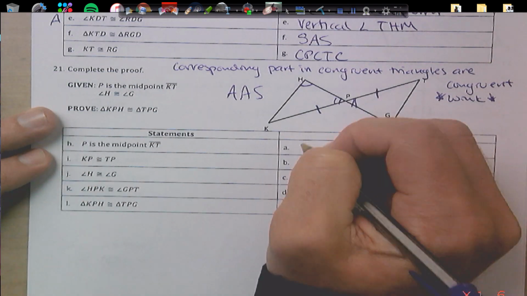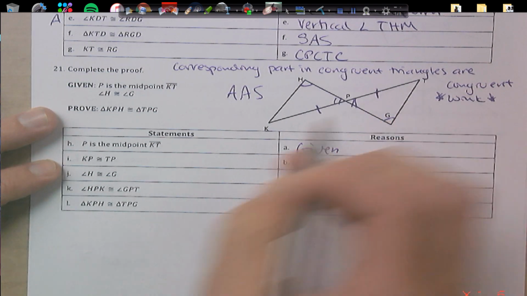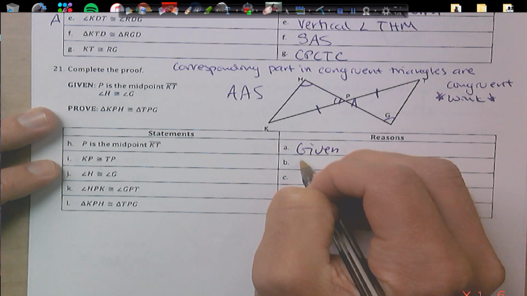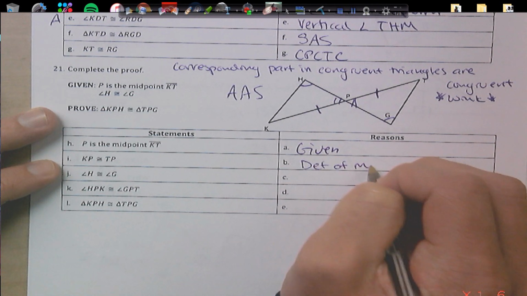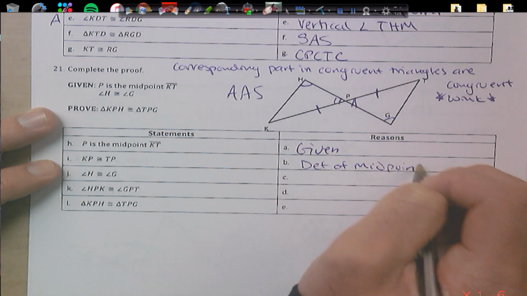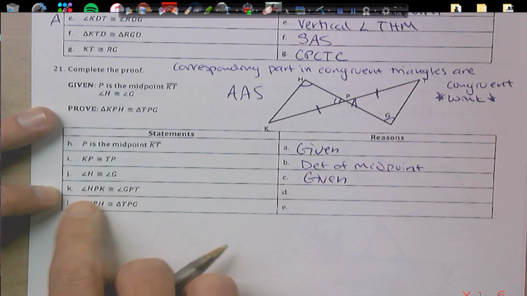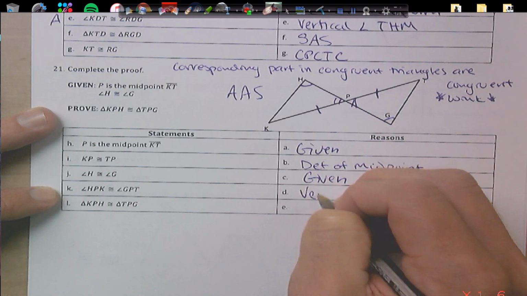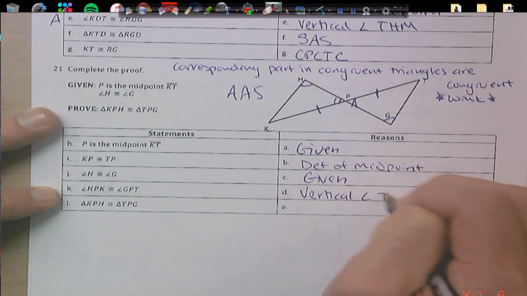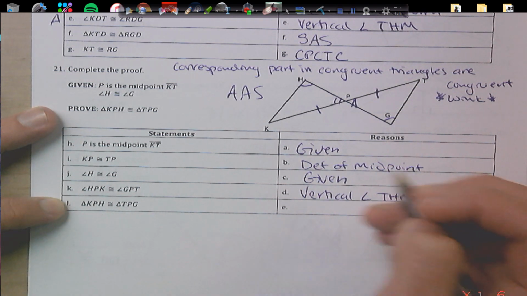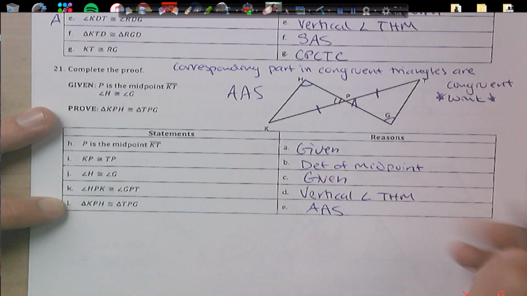P is the midpoint of KT, given. KP is congruent to TP. That's definition of midpoint. H is congruent to G, given. These two angles are congruent by vertical. And the two triangles are congruent by angle, angle, side.